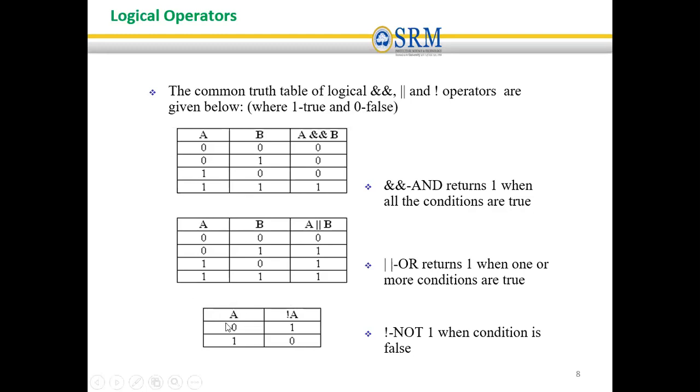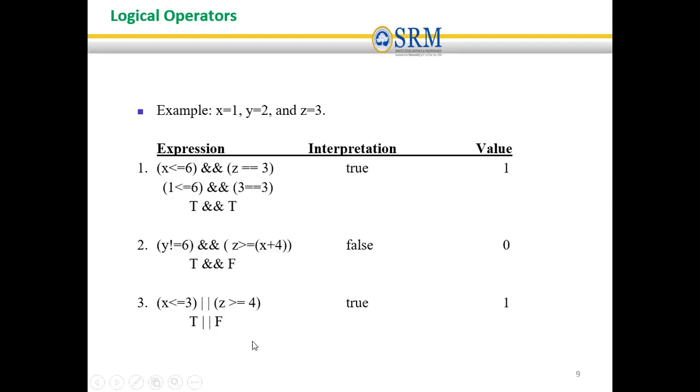Finally, A, not of A. 0 will give you 1, 1 will result in 0. So NOT returns 1 when the condition is false.